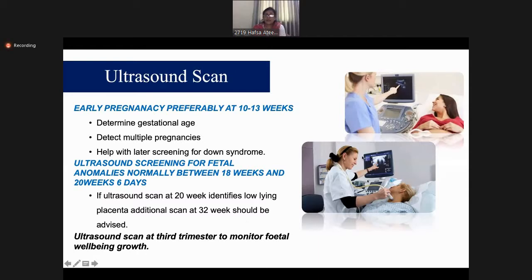Next, the third ultrasound is required in the third trimester to monitor fetal growth and well-being, and to make sure everything is going fine before you let your patient go into normal labor. Right?